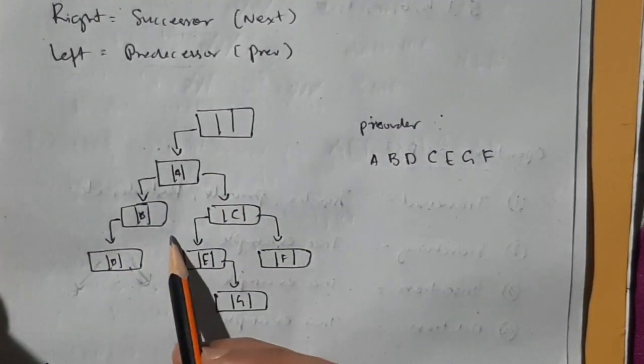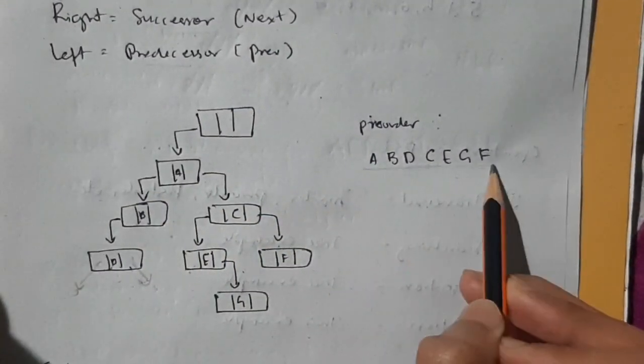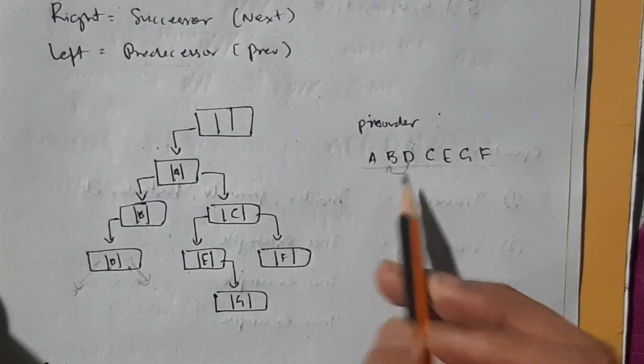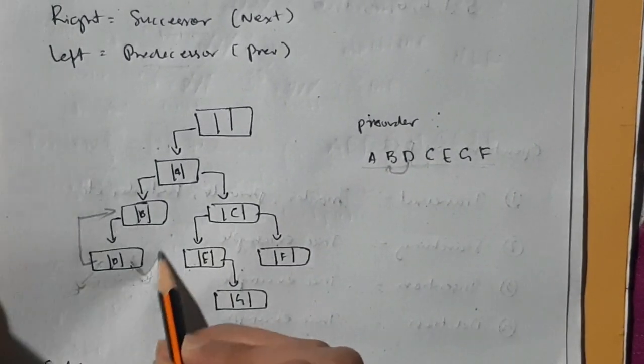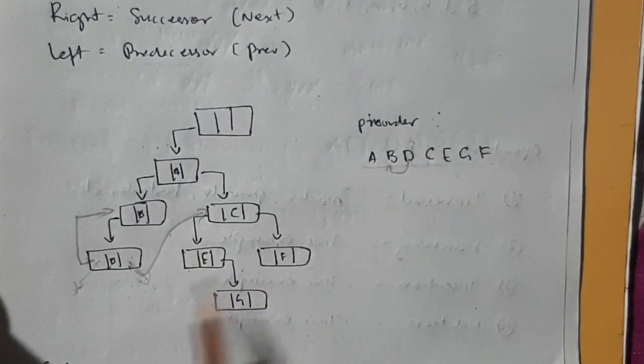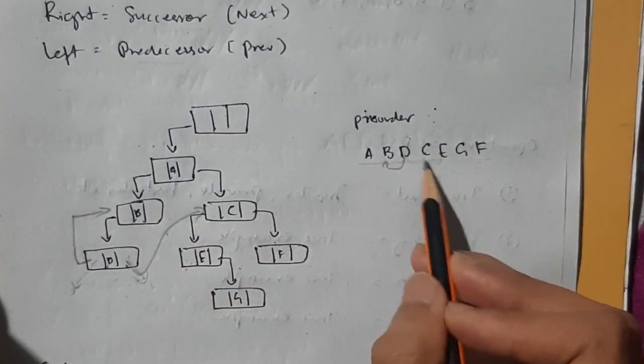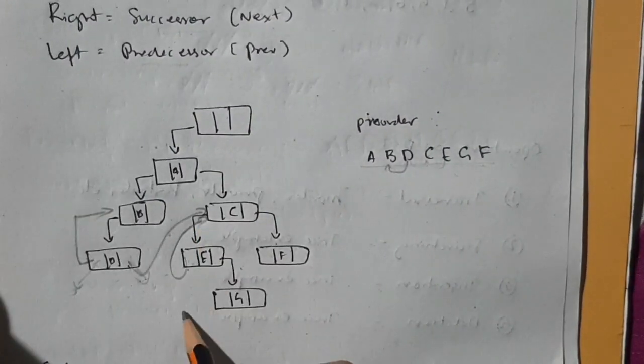If it is pre-order threaded binary tree, you will write the pre-order first, then before D what comes? B, so you will point this to B. All right, then what is the successor of D? After D what comes? C, so we will point it to C, like this. Okay, then similarly for E, what comes before E? C, so E will be pointing to this.